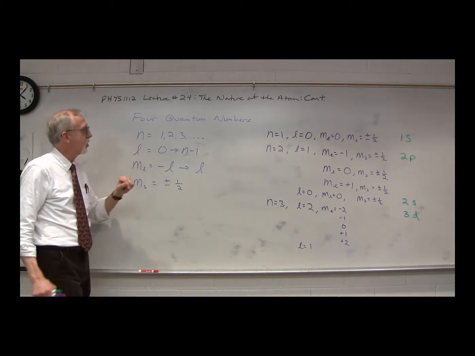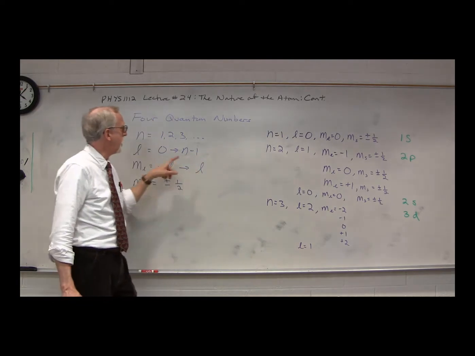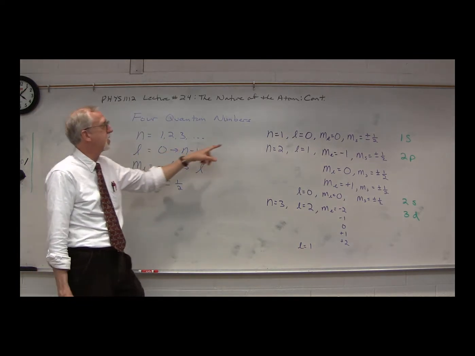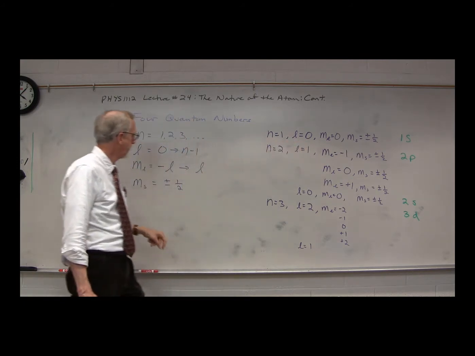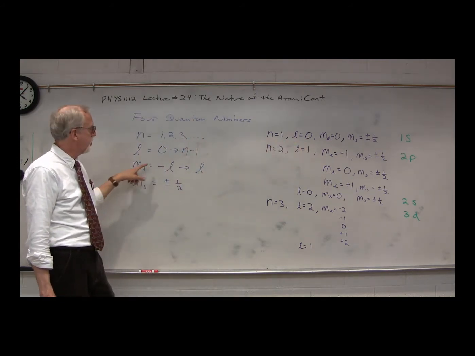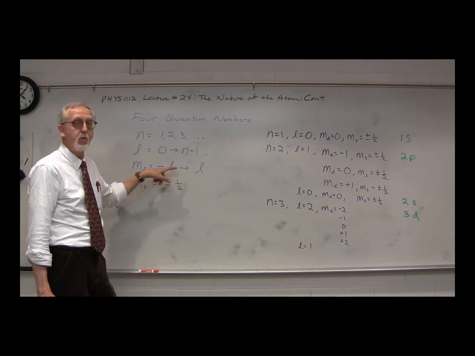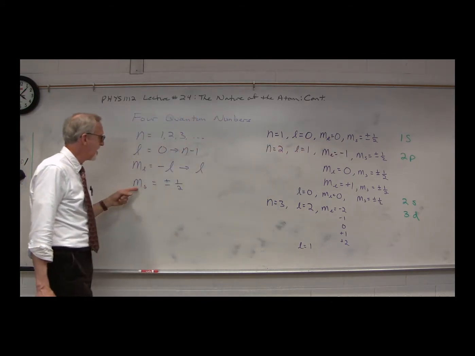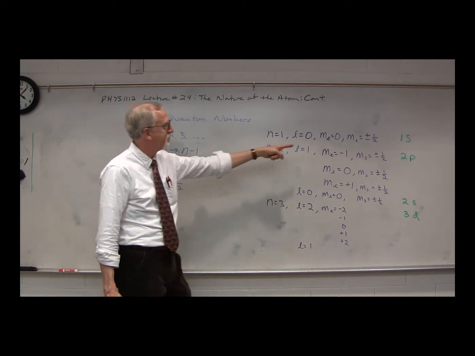Let's say n equals 1. If n equals 1, L can only go from 0 to 1 minus 1, which is 0, so L can only be equal to 0. M sub L can only go from minus 0 to 0, well that's just 0, so M sub L can only have a value of 0, and then M sub S can be plus or minus 1/2.